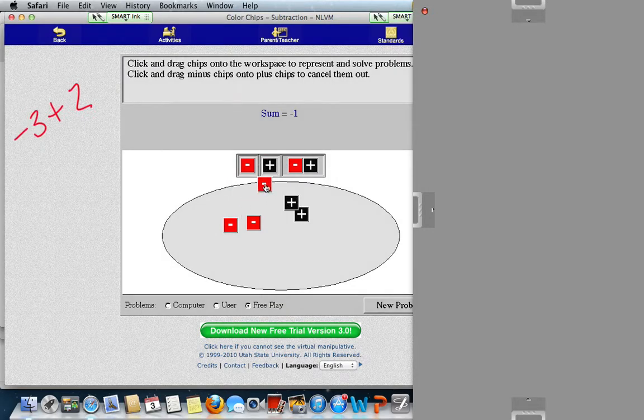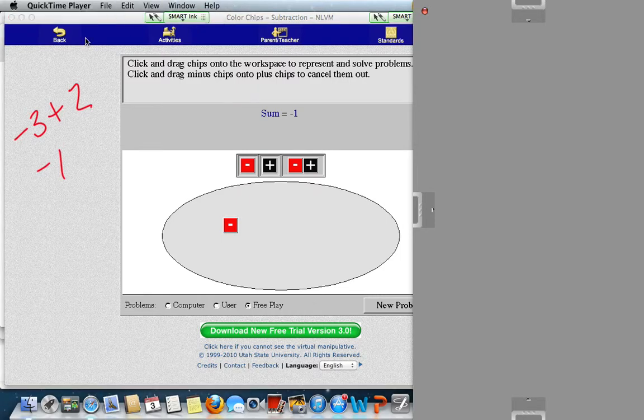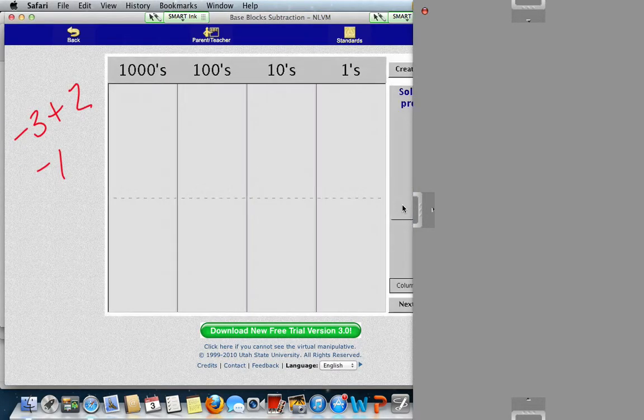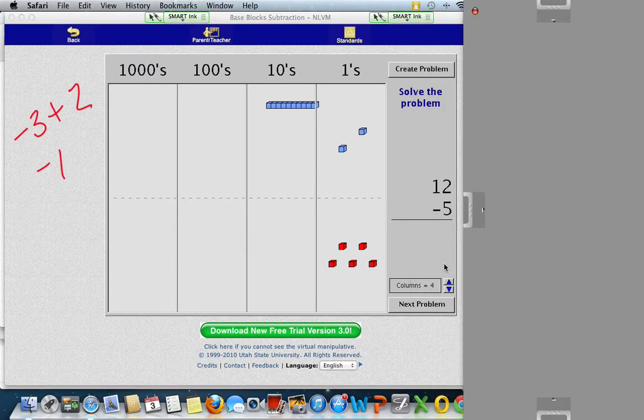We all know what happens when a positive and a negative get together. Poof, they disappear. Poof, they disappear. So now I'm left with a -1. My answer is a negative because I had more negatives than I did positives, so that when they got together and canceled out, I was left with negatives left over. Well, lucky for us, decimals work exactly the same way. So we're going to look at a couple of examples of that.